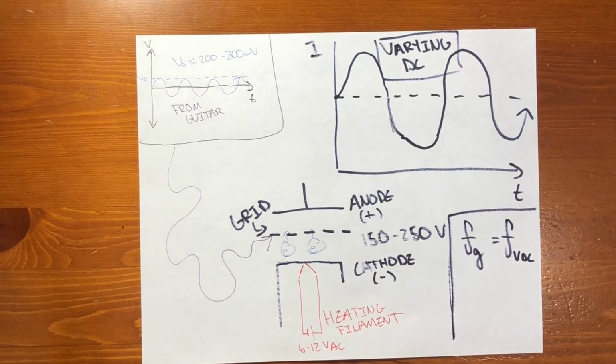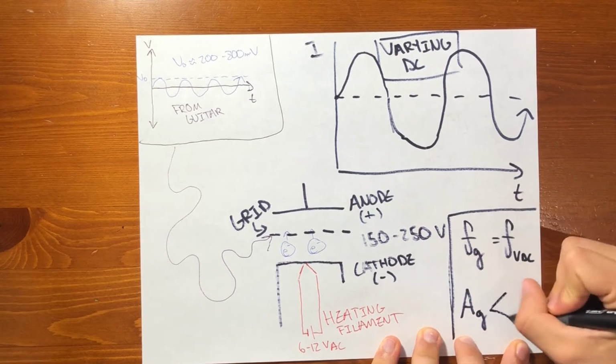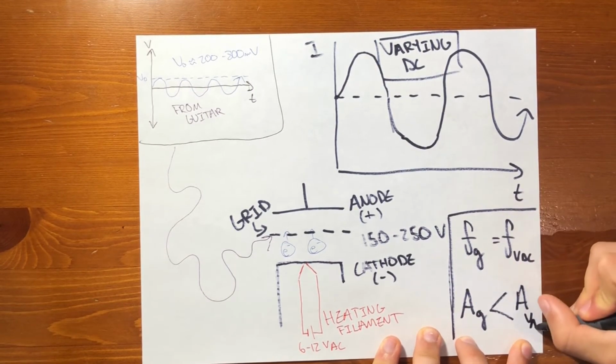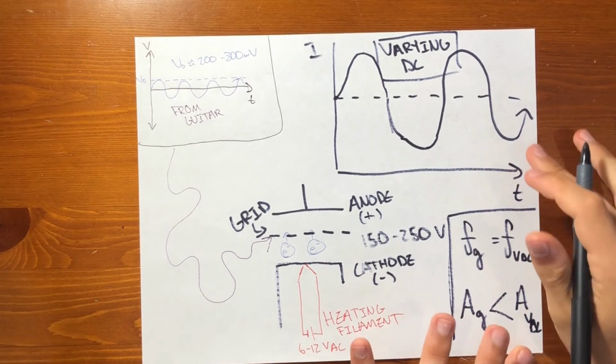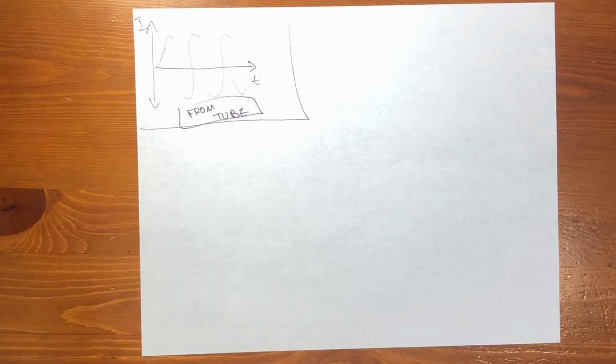All right, so one important thing to notice is that the frequency of the current from the guitar will be equal to the frequency of this varying direct current. The only thing that changes is the amplitude. The amplitude of the guitar signal will be way less than the amplitude of this varying direct current. It is through this process that we essentially enlarge the signal from the guitar, and then we can send that to the speaker to vibrate the speaker cone and make a loud sound. Now the amplitude of the signal is large enough to actually do something with the speaker.